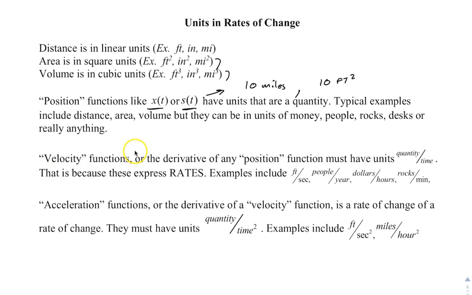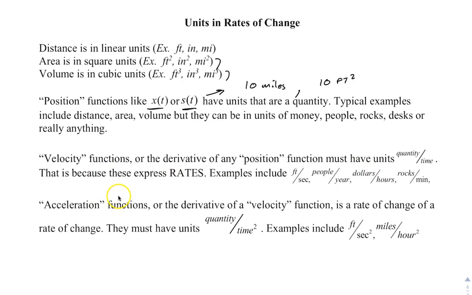Velocity functions, or the derivative of any position function, must have units. So it's always going to be a fraction. These are going to be rates: quantity over time, like feet per second, people per year, dollars per hour, rocks per minute. I'm doing this over this. We have 10 people per year. We have $100 per hour.